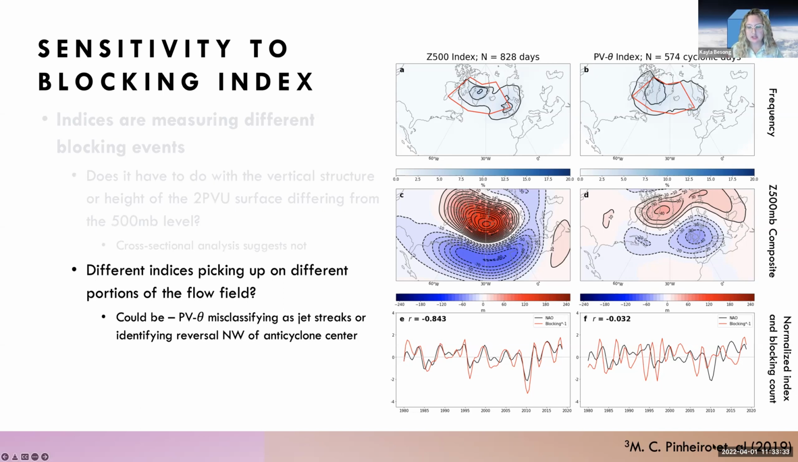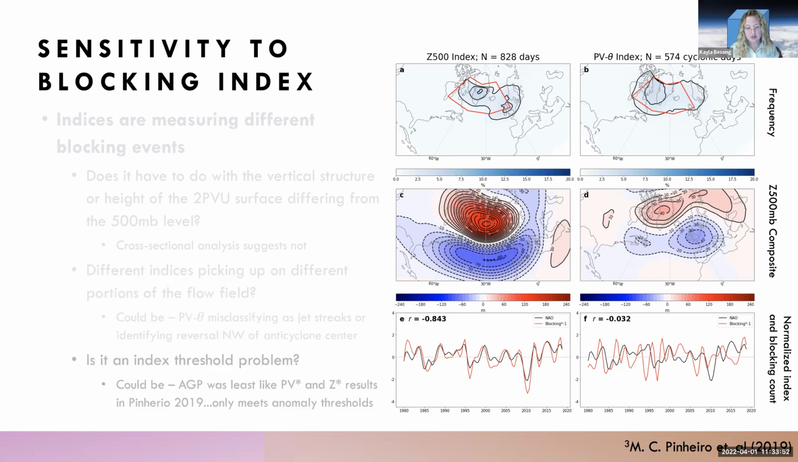Really it is the attention brought to this paper down here, who did an index comparison study. Basically you have these different indices picking up on different portions of the flow field. And so PV theta could be misclassifying some blocks as jet streaks, or picking up northwest of this anticyclonic center.